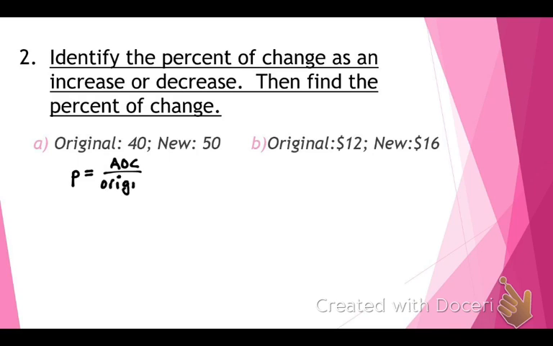How do I find the amount of change? Subtract 40 from 50. All right, you're going to subtract the 50 minus the 40. And then what was the original amount? 40. Just girls, what is 50 minus 40? 10. So we know now it's going to be 10 over 40. If I want that to be a decimal, what is 10 over 40? 0.25.